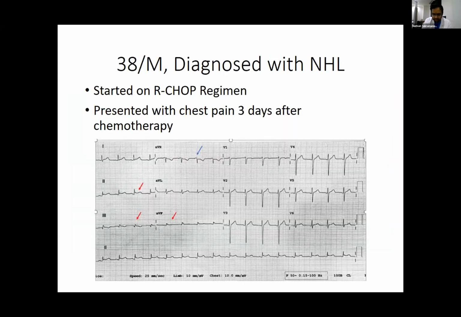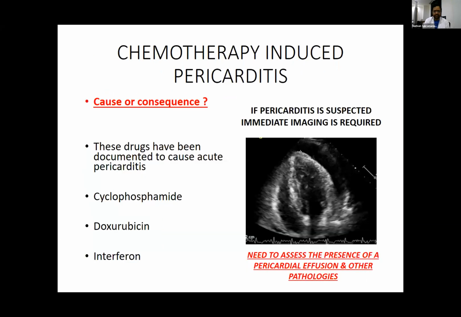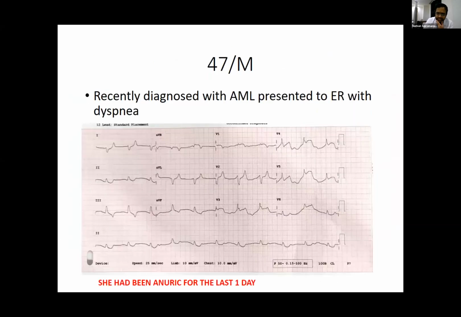In this case, I'll skip. I'll just show you the last case. So the thing that I want to tell you is a 47-year-old male, acute myeloid leukemia, presented to the ER with dyspnea, at least 3-4 days after the induction of his chemotherapy. And this was the ECG.